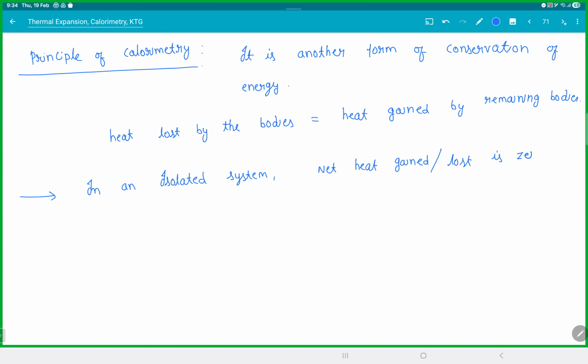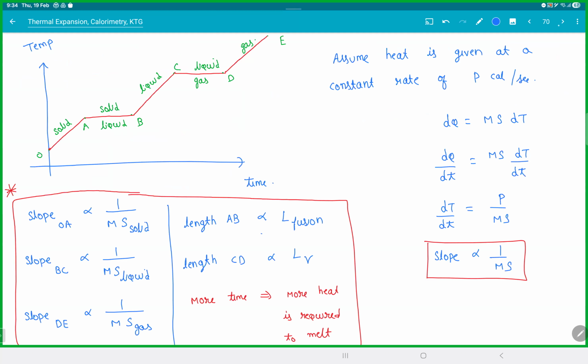We'll take a small break and then we'll do the problems. But this graph is quite important. So any doubts on this?